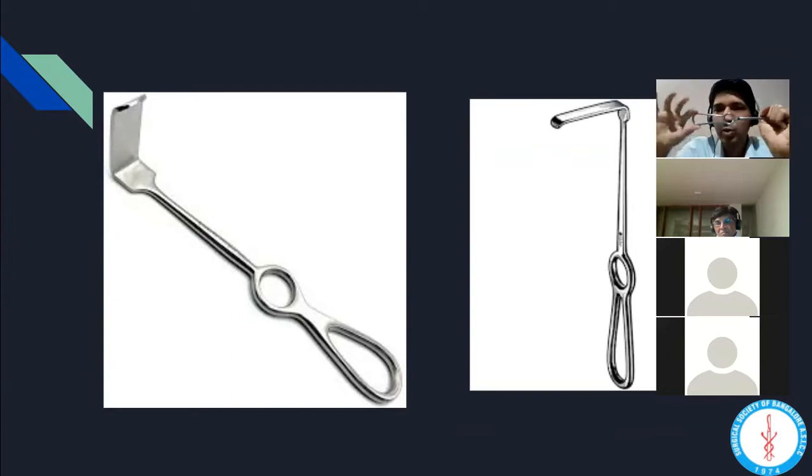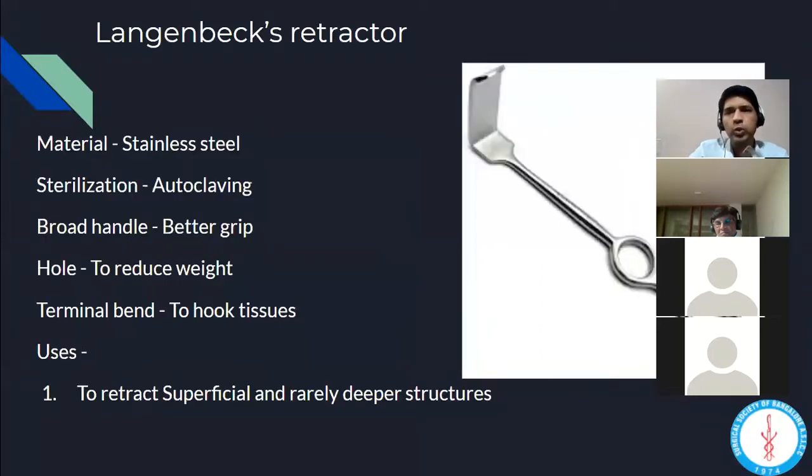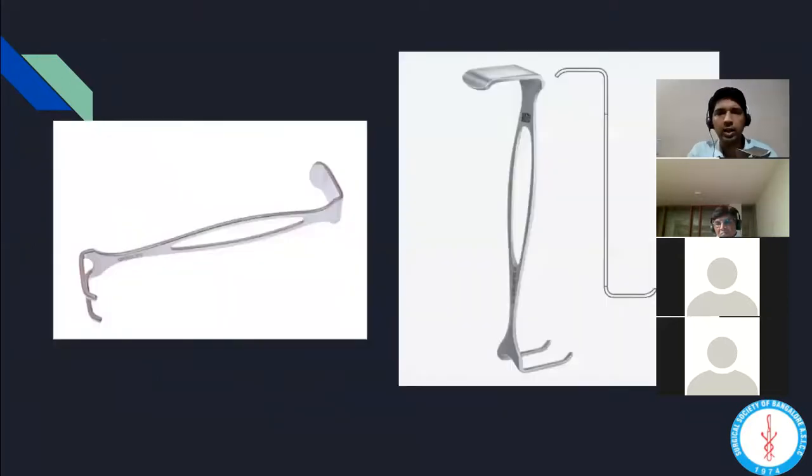Now if this entire thing was made of solid steel, it would have made it even heavier and more difficult to retract. That's the reason there are holes here to make it hollow, and they reduce the weight of the instrument, and that's how you retract. So this is a Langenbeck's retractor. This was initially used for retraction of the liver. Nowadays, we use it to retract the superficial structures, such as in hernia surgery. Then we have the Morris retractor.